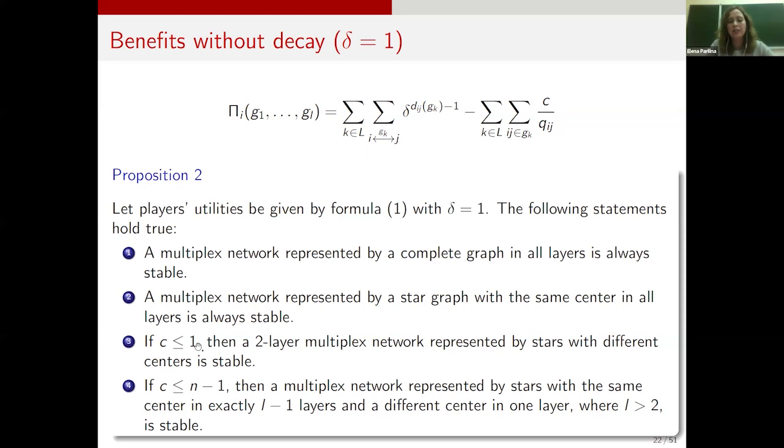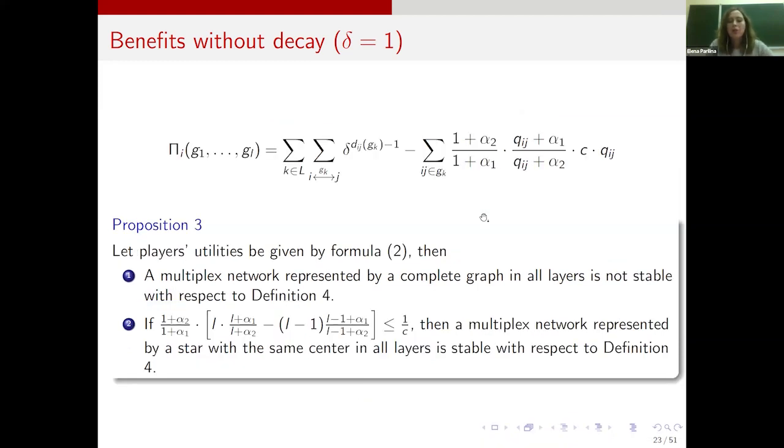we need to satisfy this condition. So the cost for forming a link in one layer should be less than or equal to 1. And if we extend this result for the L-layer network with the same star in L-1 layers and a different star center in one layer, we need to satisfy this condition for stability. So if C is less than or equal to n-1 and the number of layers, it will be stable.